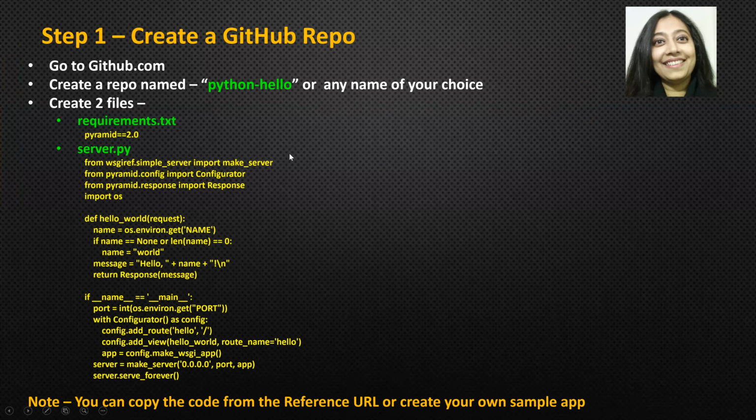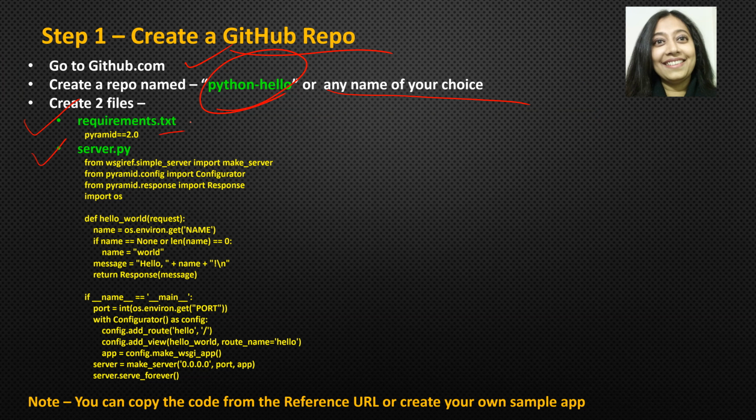Step one. First thing that we need to do is we need to create a GitHub repo. So go to GitHub. This is the repo name that particular reference URL uses. You can pretty much create a repo with any name of your choice. We will be creating two files. The first file is requirements.txt. And the second file that we will be creating is server.py.